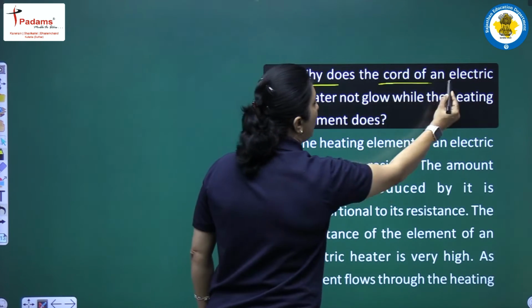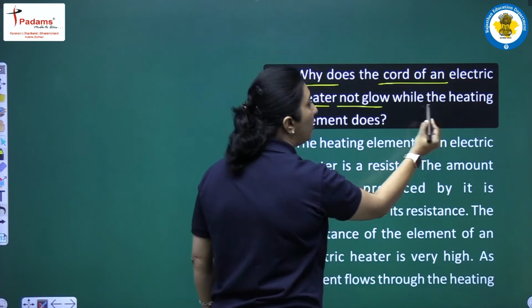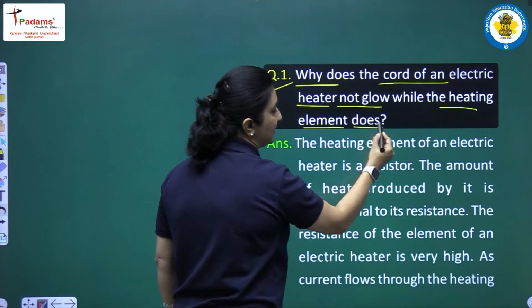Why does the cord of an electric heater not glow while the heating element does?